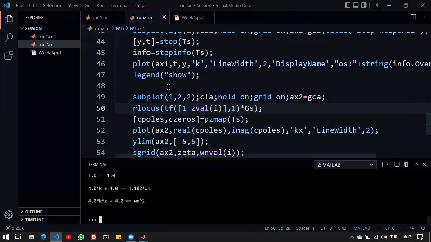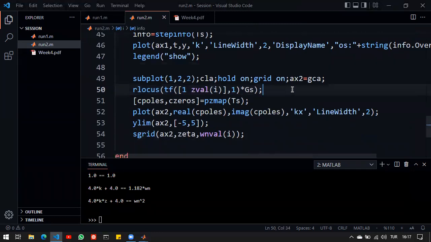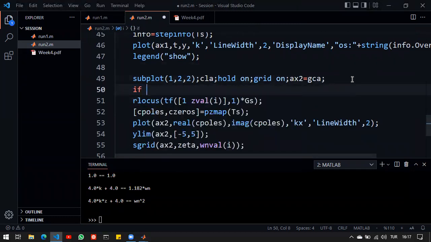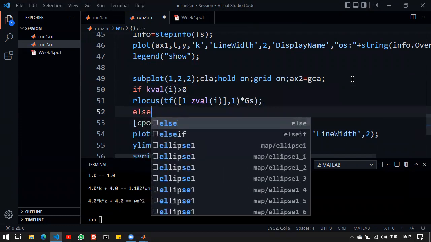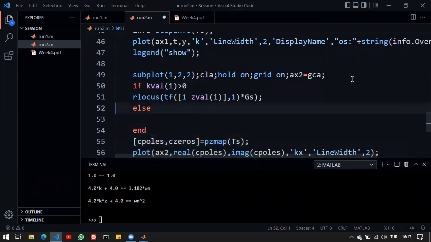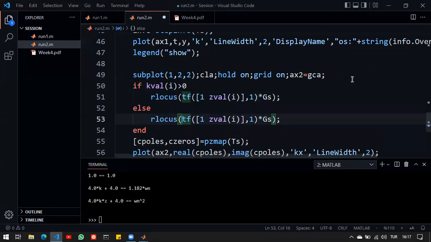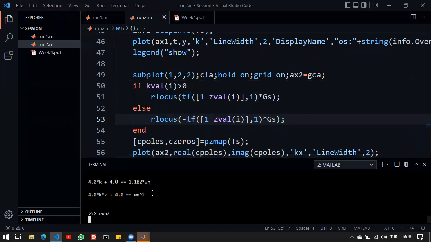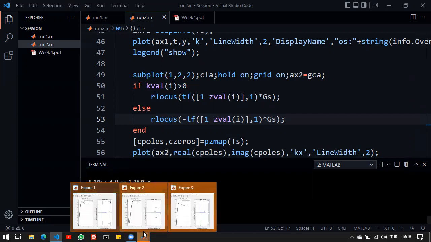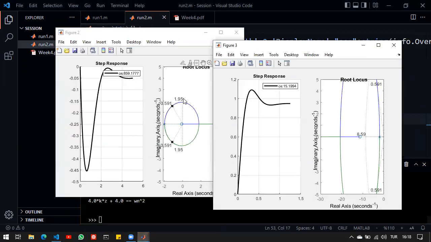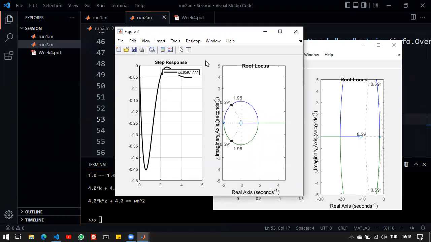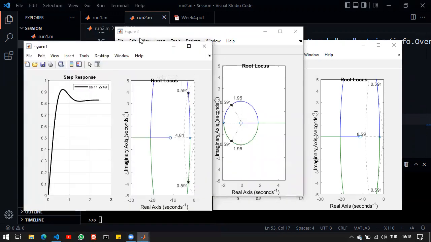So for figure 2, let me again check for the positivity of kval. If kval I is positive, then I should plot the positive root locus. If that's not the case, I'm choosing a negative value, then I should be on the negative root locus, which I can plot by using a negative sign here. So if I run it again, this time for figure 2, I can see it works, and for figure 1 and 3, that's also the case.